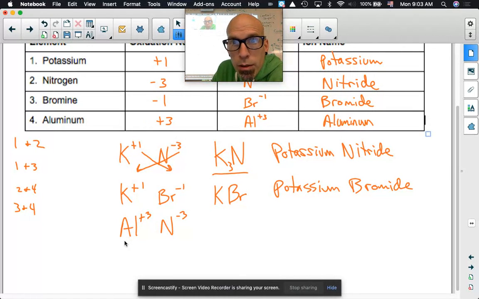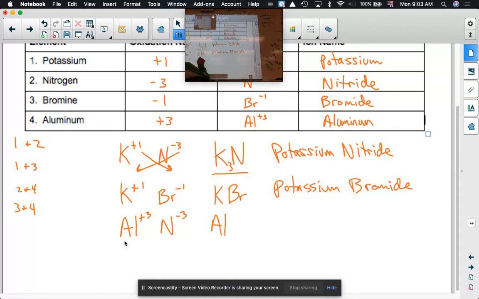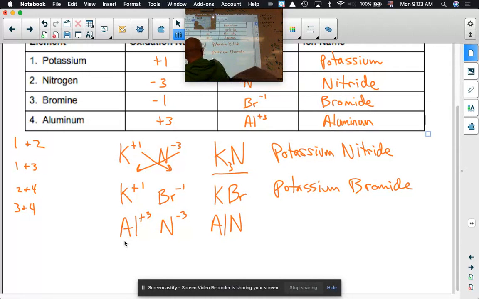Notice they have the same oxidation number, but opposite charge, obviously. We have a plus 3 and a minus 3. How many does it take for each to make neutral? One of each. Hopefully you see that. So what's the formula? AlN. That's it. Remember, first letter is capital, second letter in the symbol is lowercase. That's important too.